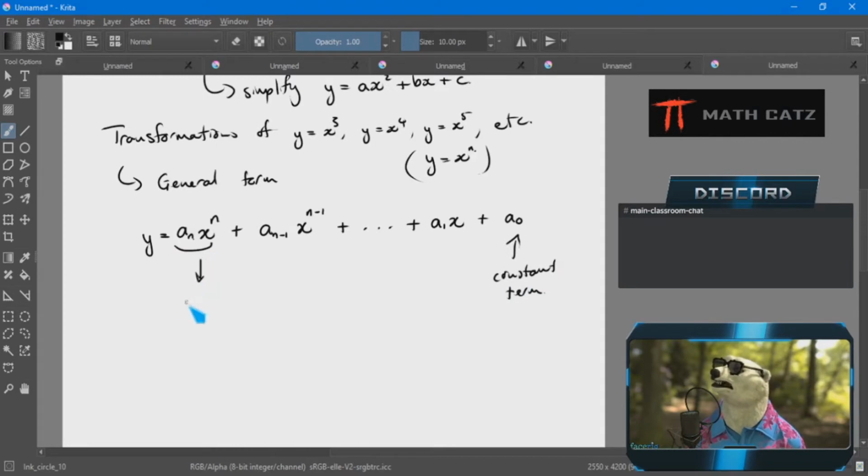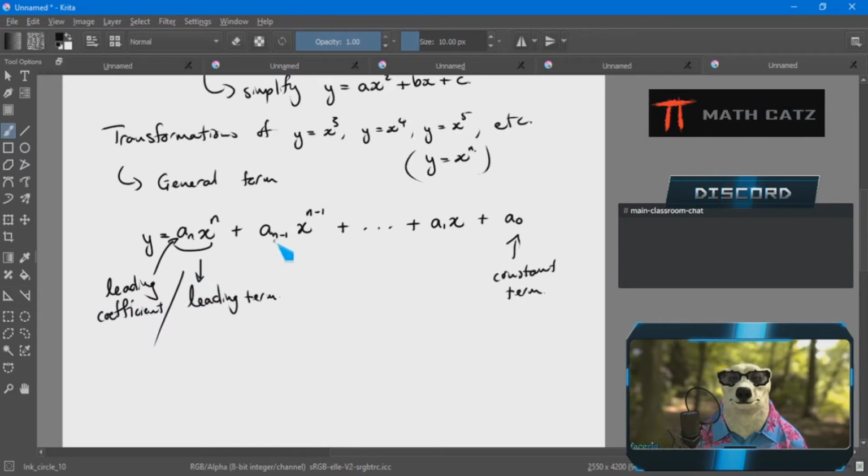This guy over here is called the leading term, and these are words that you should know already. The coefficient of that highest power of x is called the leading coefficient. And that's pretty much it. Oh, the degree, the highest power is called the degree. And this is called a polynomial.